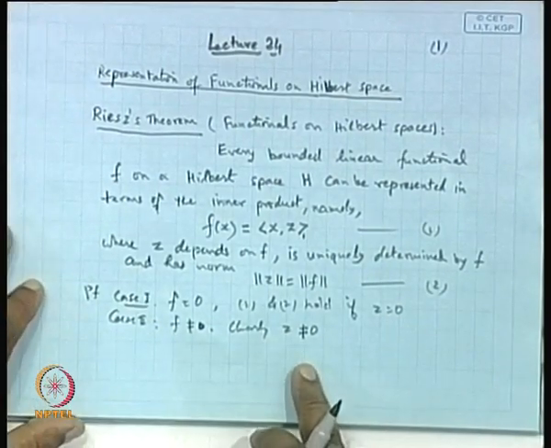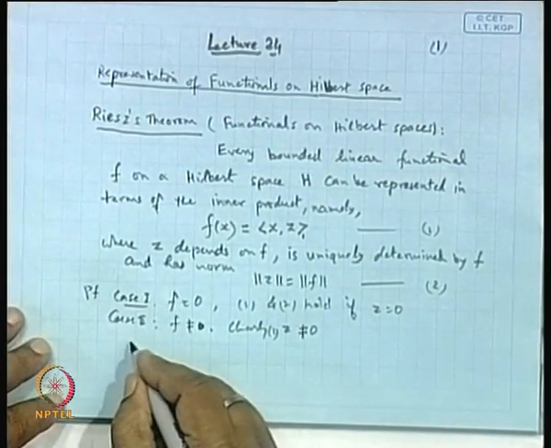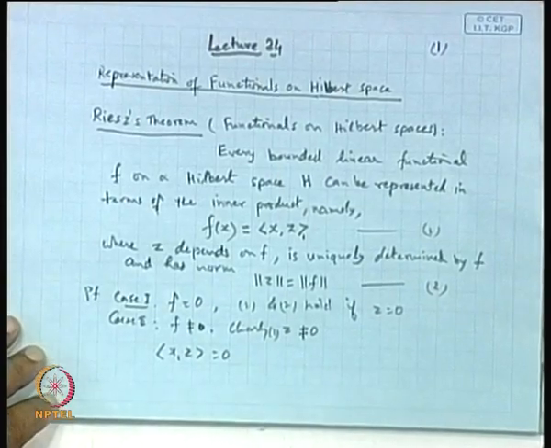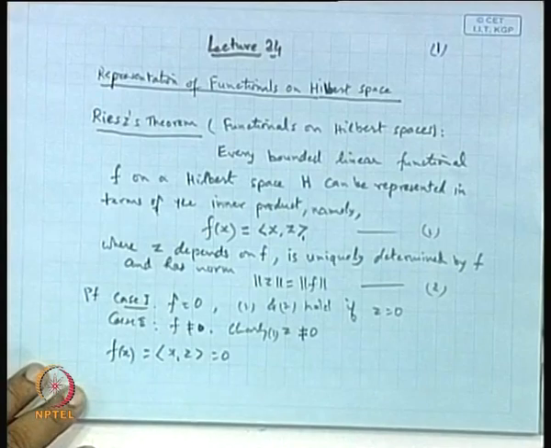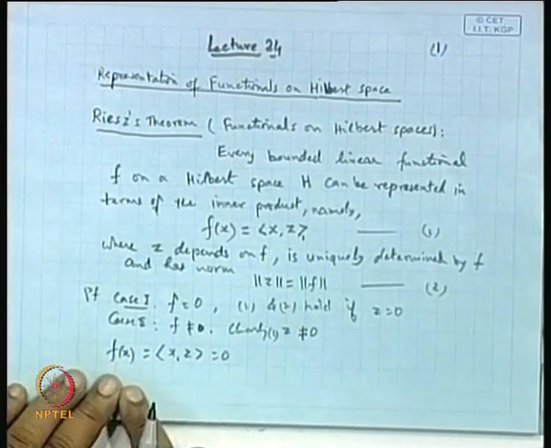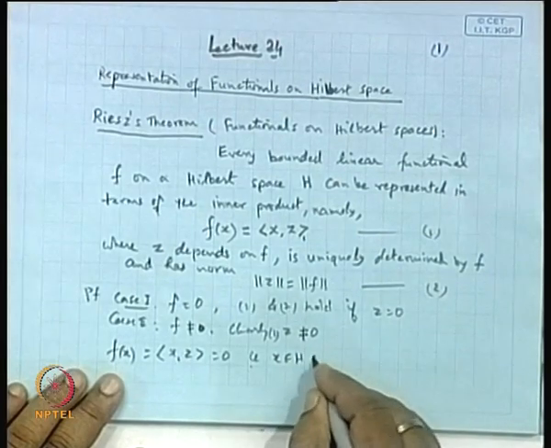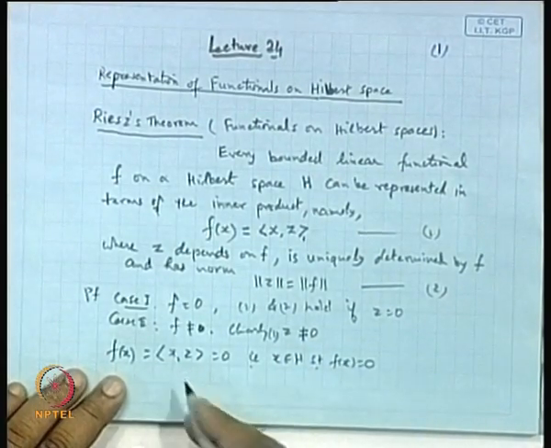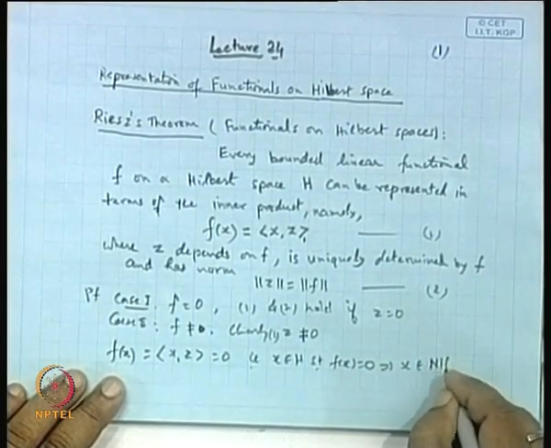Once z is not 0, the second part is: if the inner product <x, z> is 0, it means f(x) is 0. So those points x belonging to H such that f(x) is 0 for that particular z, this x will be a point of the null space of f.